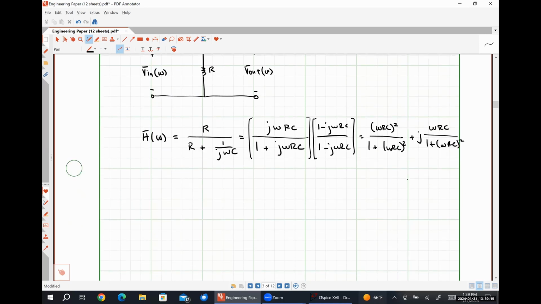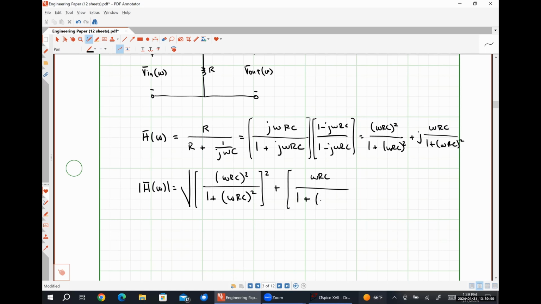From here, our magnitude response is going to be the square root of our real part squared. So (ωRC) squared over 1 plus (ωRC) squared. Square this whole thing. Plus ωRC over 1 plus (ωRC) squared. Square this whole thing.